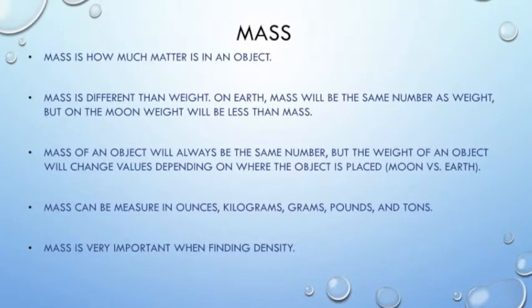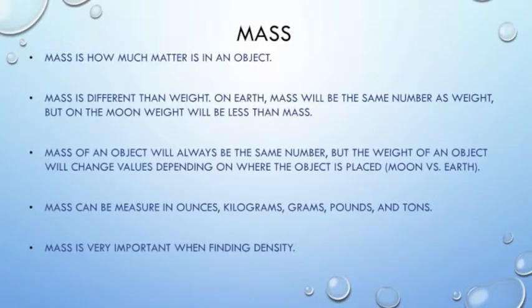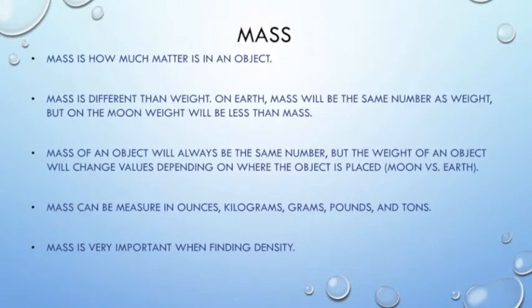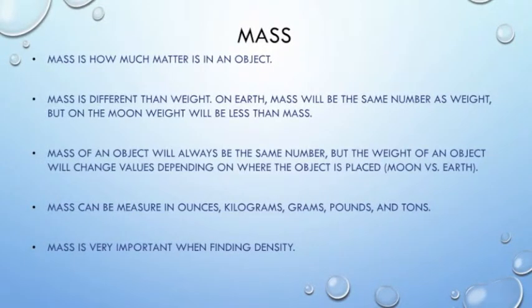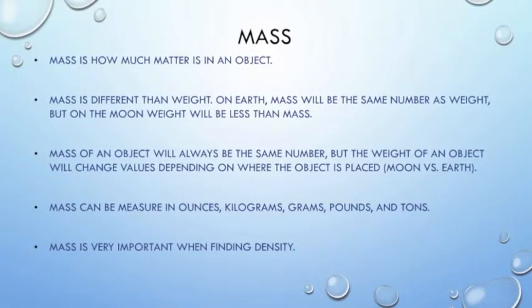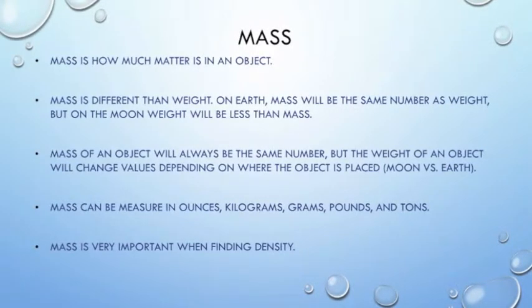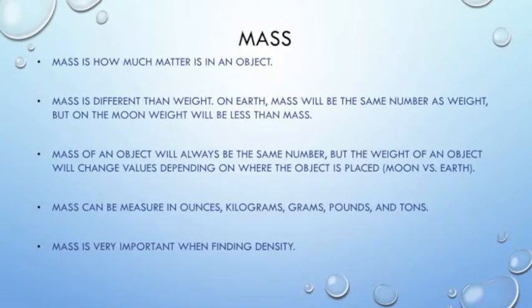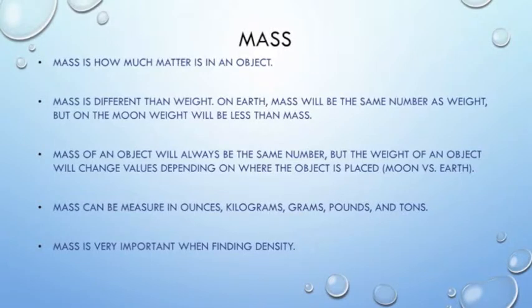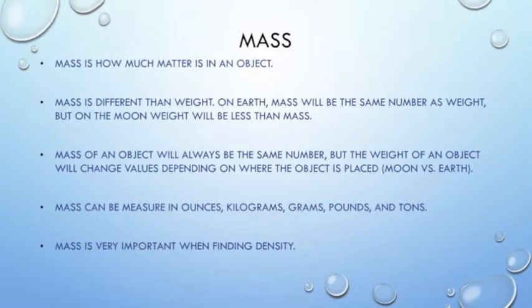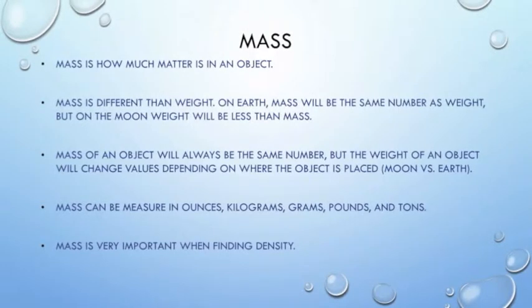And something that we always know is different measurements for mass, and mass can come in all different measurements. One we use in America is pounds, but all over the world they use kilograms, tons, ounces, different things like that. So we're going to be finding how many ounces for liquids and how many grams for solids an object actually weighs.